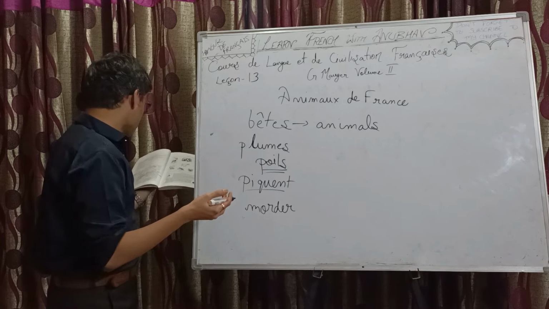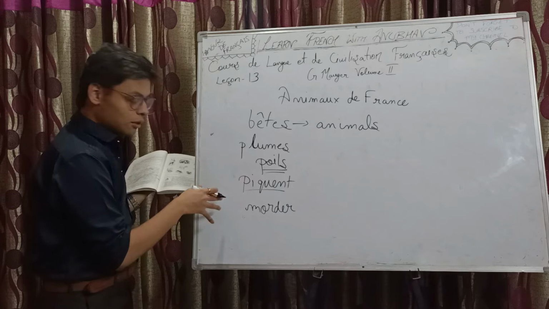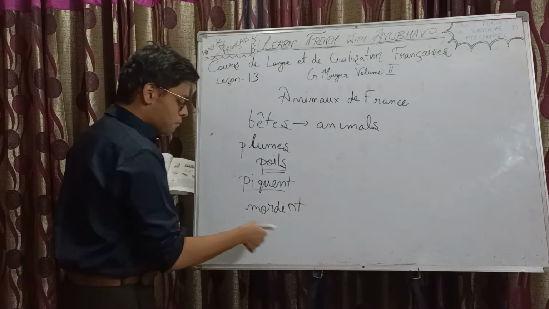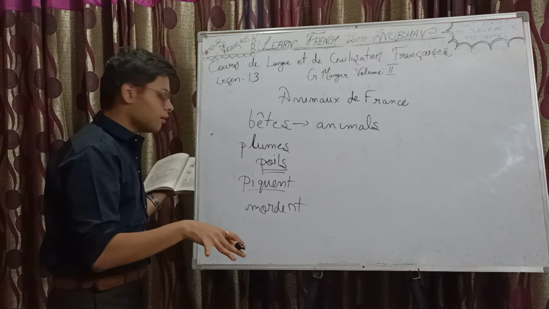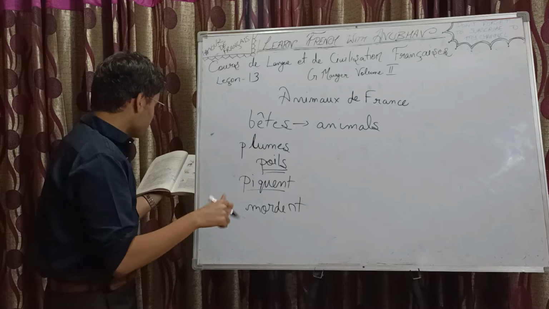It's most probably an ER ending verb. That's what I can make out on looking at the conjugation. Both of the verbs look like ER ending verbs. So with third person plural, it's conjugated like this. Qui servent à l'homme, the animals who serve the man or the humans, or the ones who harm the humans. D'animaux domestiques, the domestic animals, and d'animaux sauvages, the wild animals.